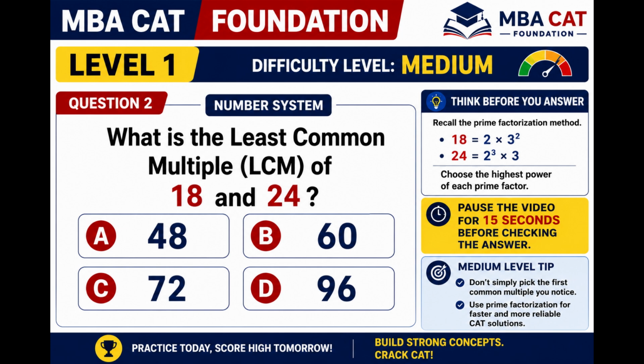Remember, the LCM is the smallest positive number that is a multiple of both given numbers. Think about the prime factorization method. Express each number as a product of prime factors and choose the highest power of each prime number. Pause the video for 15 seconds, solve the question on your own, and then continue to check the solution.